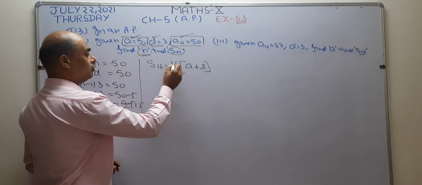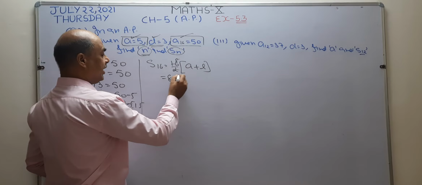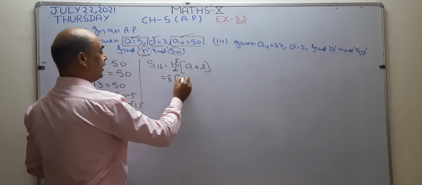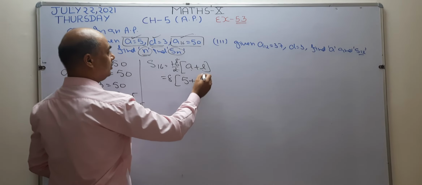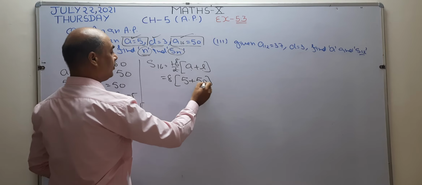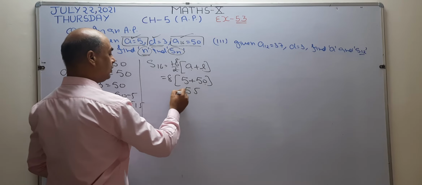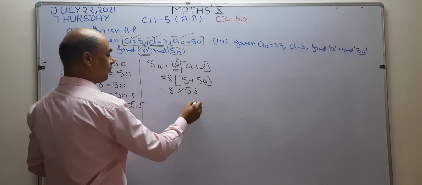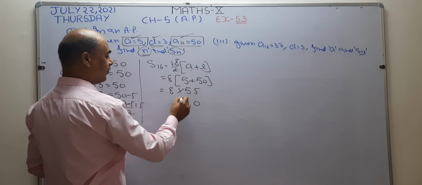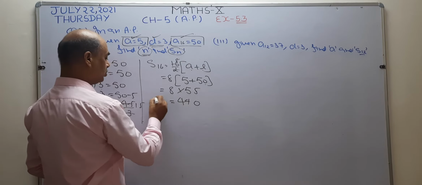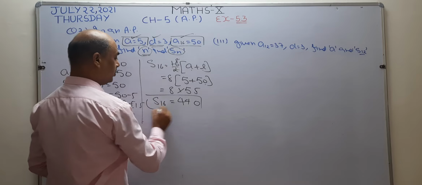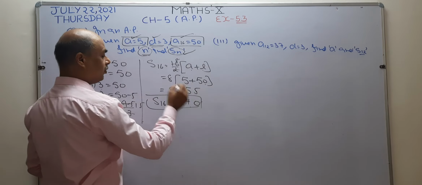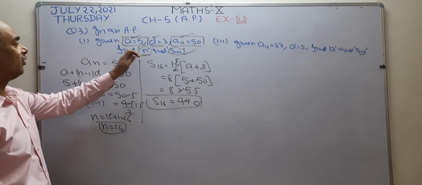Now 2 1s are 2, 2 8s are 16, so this becomes 8. The value of a is 5, right here 5. The value of l, l is the last term, 50, right here 50. 50 plus 5 is 55. Multiply it by 8. 8 5s are 40, 4 is left. Again 8 5s are 40. So this becomes 440. So the sum of 16 terms of the given sequence is 440. This is the answer of the first part.